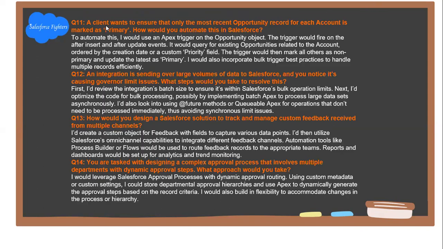Next question: a client wants to ensure that only one most recent opportunity record for each account is marked as primary. How would you automate this in Salesforce?